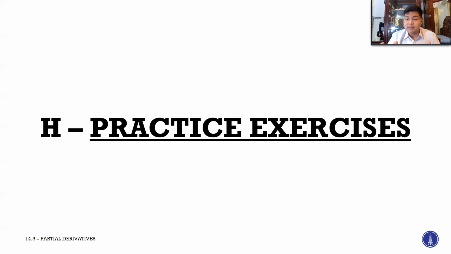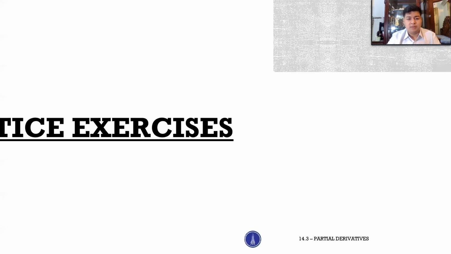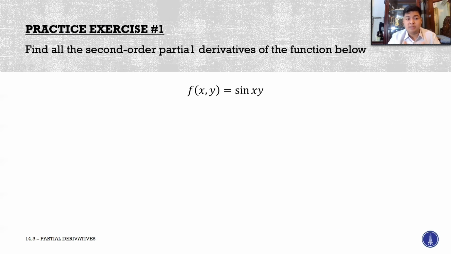So now, as I have explained all of the parts in chapter 14.3, I'm going to solve some exercises from the chapter to give you a better understanding of it. So let's move on to the first exercise, which is to find all the second order partial derivatives of the function below, f of x and y equals sine xy.